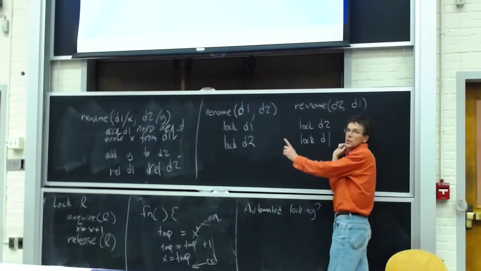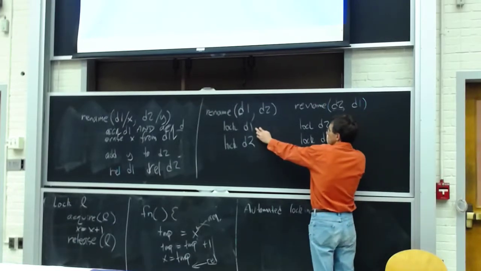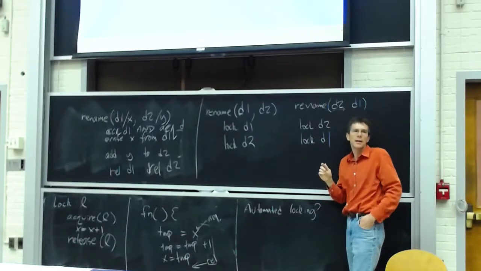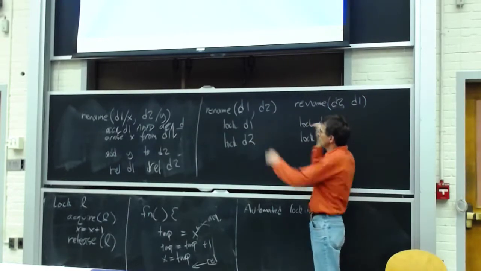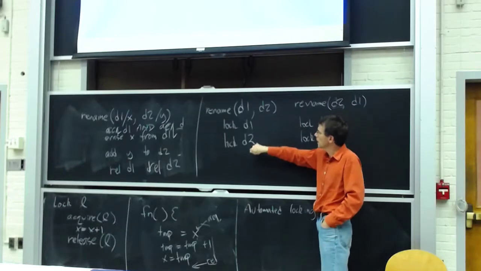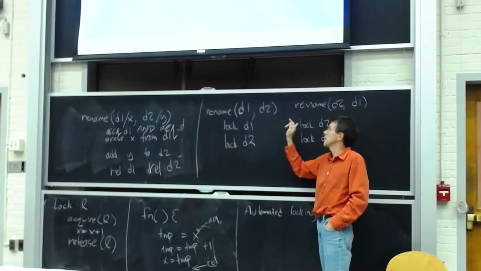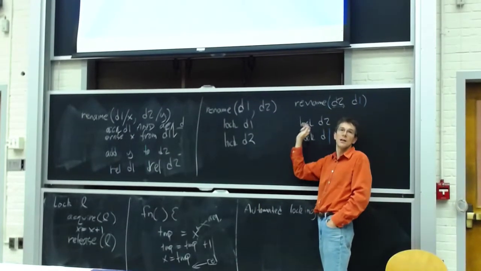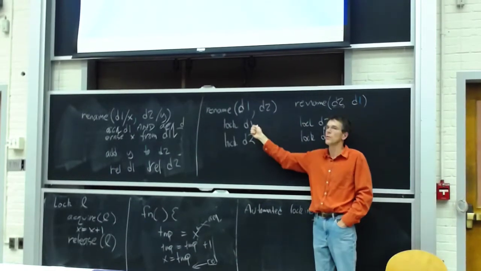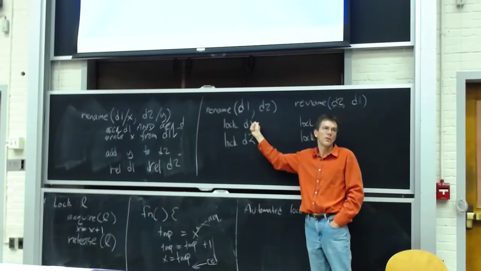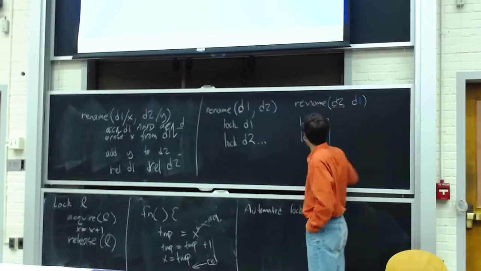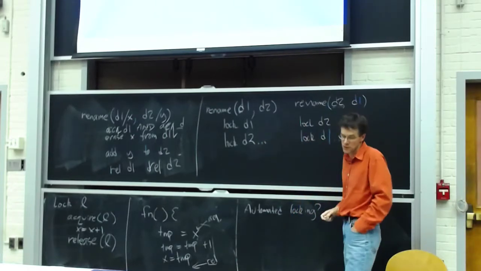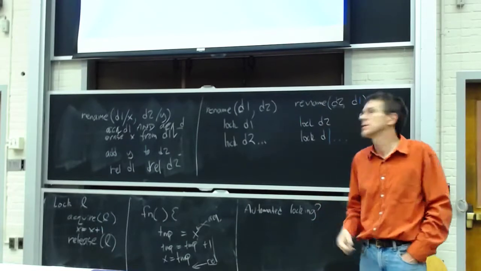So, assuming they run both at the same time, these first two locks will both succeed. Let's assume nobody else is locking anything. So now D1 is locked and D2 is locked. Then they'll both go on to acquire the second lock. This attempt to acquire lock D2, of course, has to wait for this guy to release it, and this attempt to acquire D1 has to wait for this other process, another core, to first release D1. So both of these two lock acquisitions are going to wait forever. And so this is deadlock.